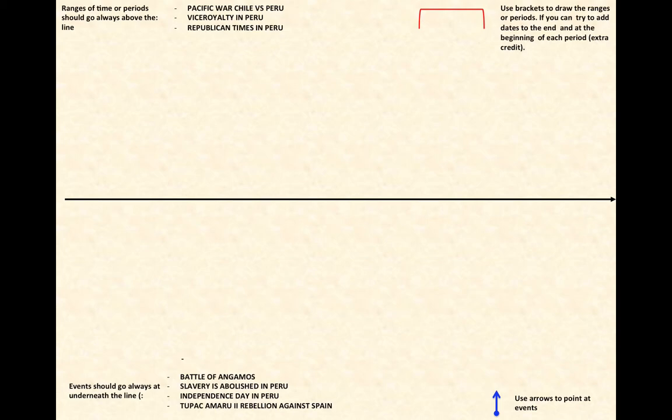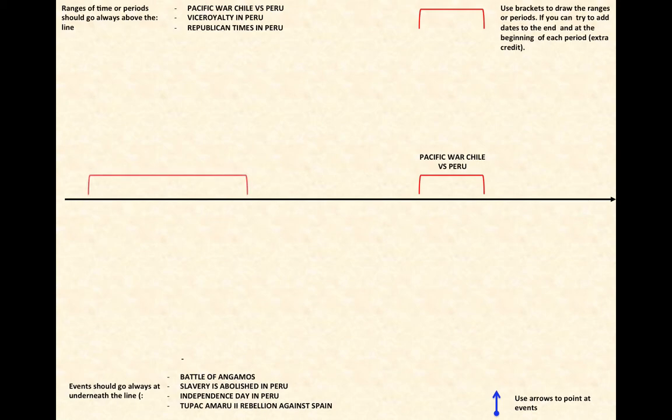Let's start with the ranges. I'll take the first one, okay? So the Pacific War, Chile versus Peru. You are not drawing to a scale, so don't worry about the size of the ranges. But if the whole line represents, I don't know, 0 to 2020 today, I'm going to throw that range around there, approximately. I can rearrange them later. That's why it's good that you do it in pencil first. Then, always the title on the top, and I have my first approximate range there.